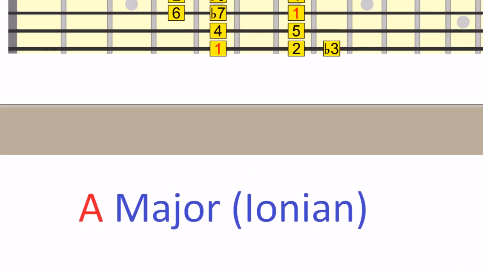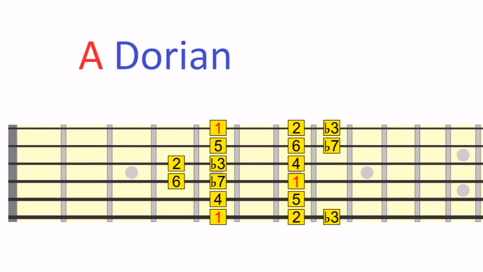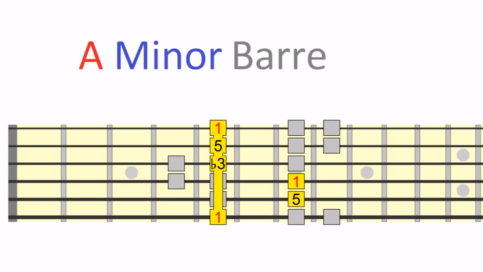let's try another mode, Dorian. As it's a minor mode, Dorian's tonic or 1 chord is minor, so let's start with a minor bar chord on A and cut it down to those 3 middle strings.